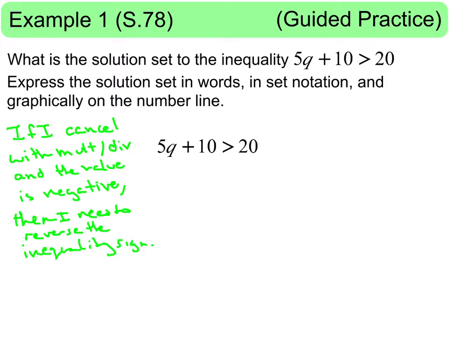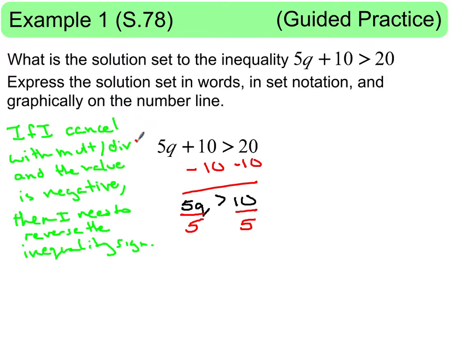Now, if we take a look at this problem here, for example, I may start by saying, well, if I want to solve for q, I'm going to subtract 10 on both sides. So when I subtract 10 on both sides, I now have 5q is greater than 20 minus 10, which is 10. So we would ask ourselves if I need to flip the inequality sign or not coming up at this next step. So it says if I cancel with multiplication or division. So here we go. I'm going to cancel by division.